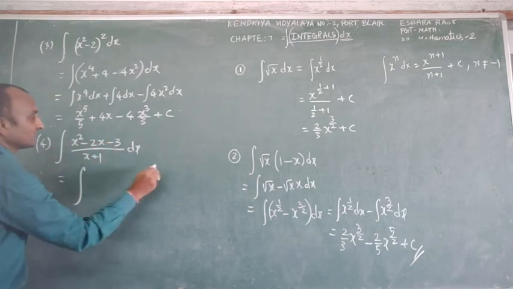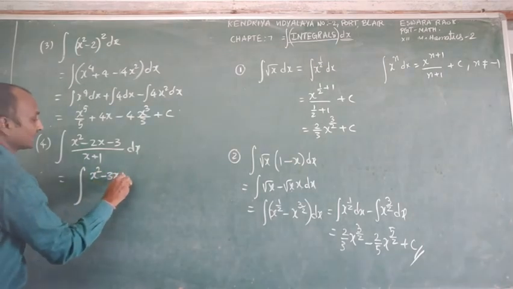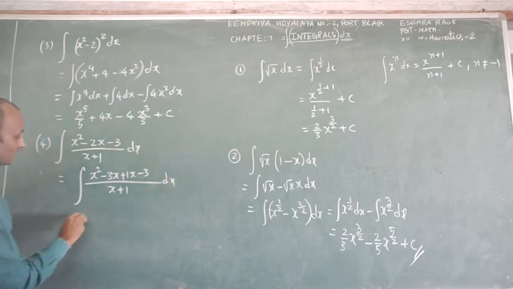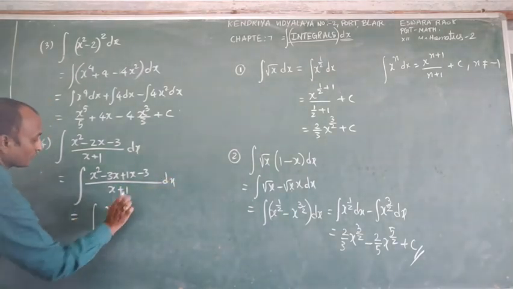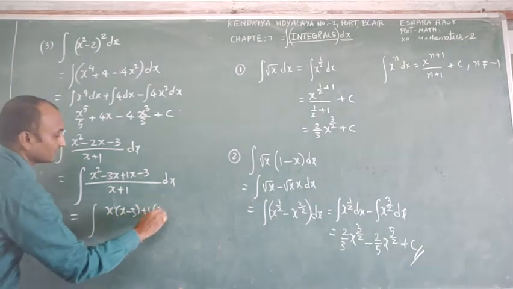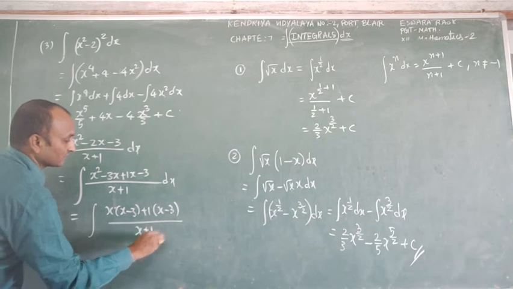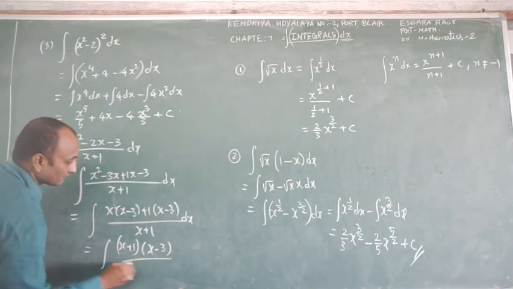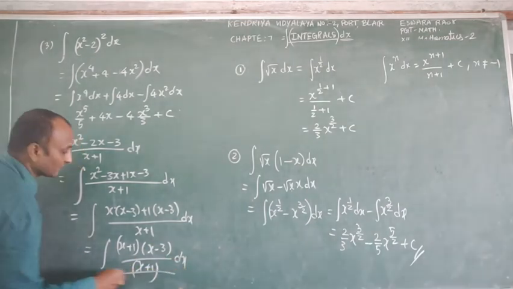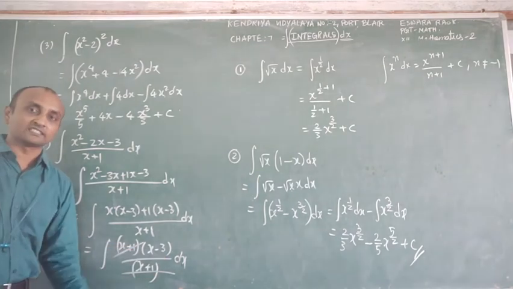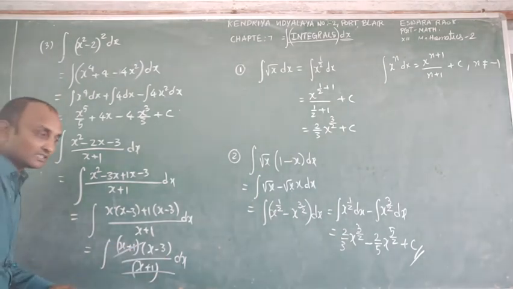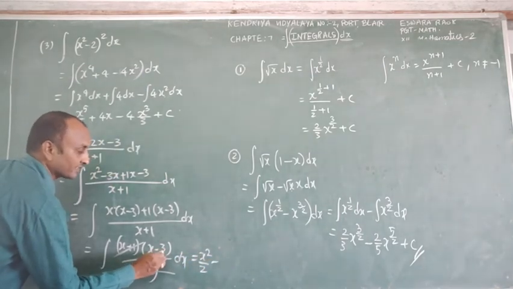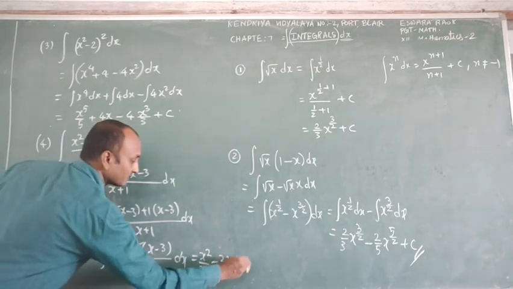When I factorize the numerator, I get x square minus 3x plus 1x minus 3. Quadratic expression factorization. Then x common, it is x into (x minus 3), plus 1 common, (x minus 3), divided by (x plus 1). Just to factorize, it is (x plus 1) into (x minus 3) by (x plus 1) into dx. Then x plus 1 cancels. Now it is getting with x minus 3, a simple function. So what is the integration of x minus 3? Integration of x is x square by 2, minus the constant into x. Constant integration is constant into x. So 3 integration is 3x, plus c is the answer.